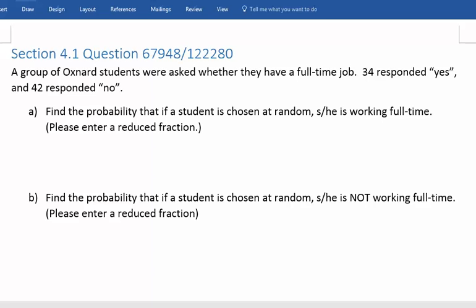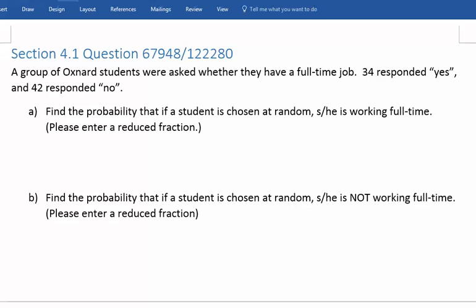A group of Oxnard students were asked whether they have a full-time job. 34 of them responded yes, and 42 of them responded with a no. First, I would like to find the probability that if one student is chosen at random, that student is working full-time.